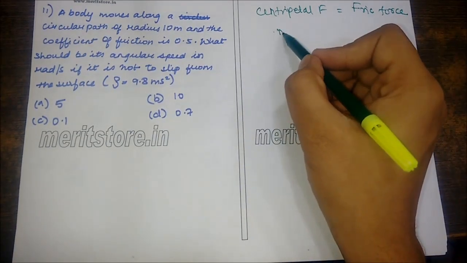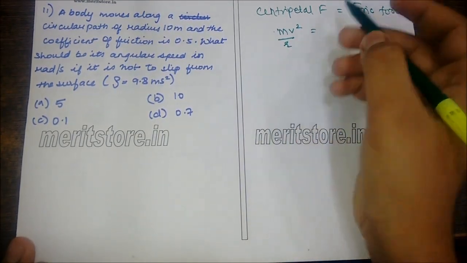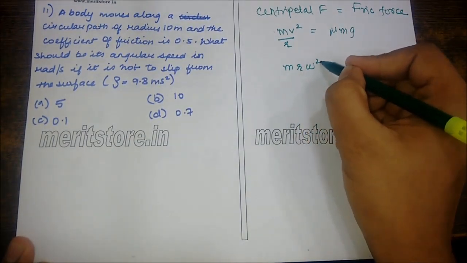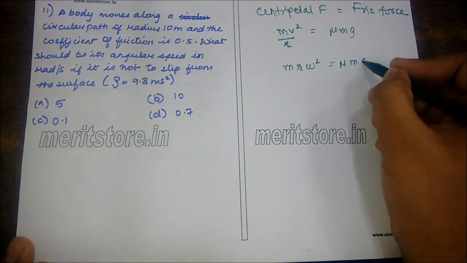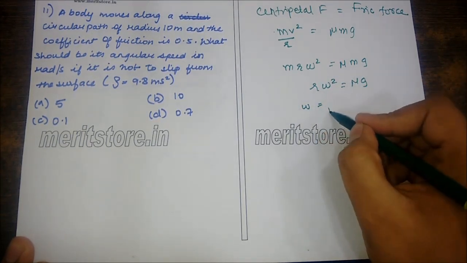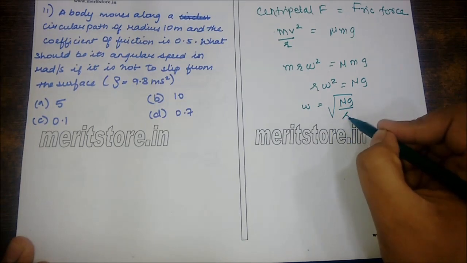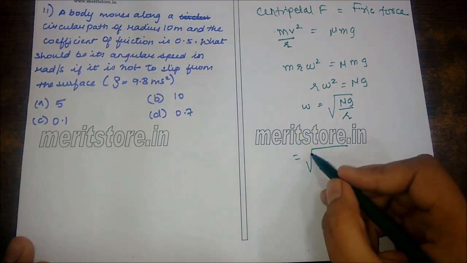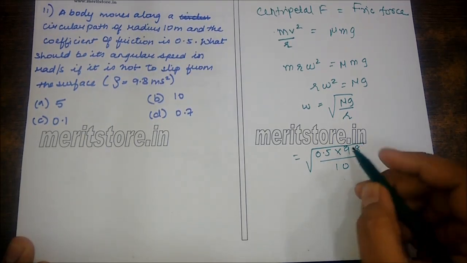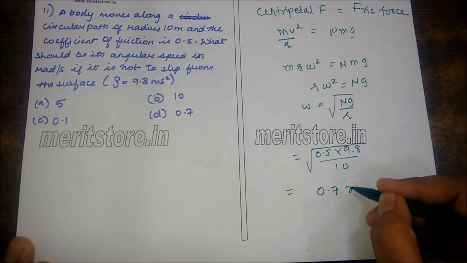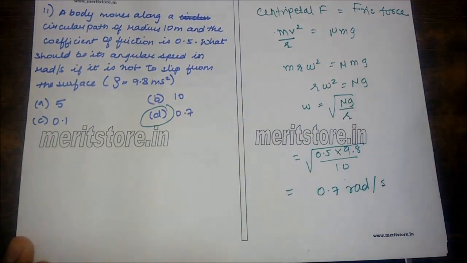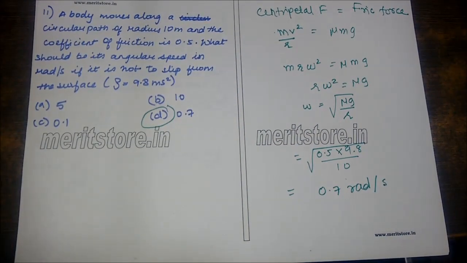So that is mv square upon r is equal to mu mg. m r omega square is equal to mu mg. r omega square is equal to mu g. So omega is equal to square root of mu g upon r, which is equal to square root of 0.5 into 9.8 upon 10, which on solving we get 0.7 radians per second. So option D, 0.7 radians per second is the correct answer.